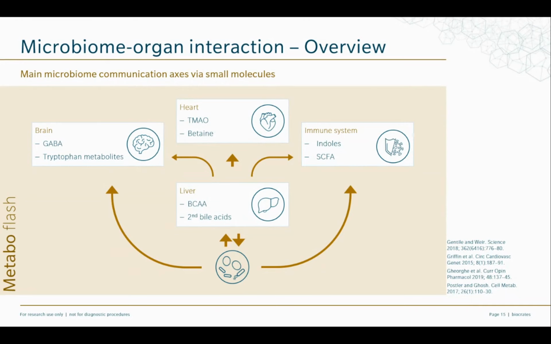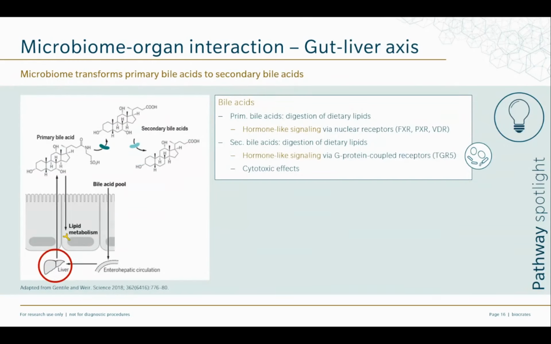The gut-brain axis is facilitated, for example, by gamma-aminobutyric acid and tryptophan metabolites like serotonin. And the gut-immune axis is mediated, for instance, by indole derivatives and short-chain fatty acids. This axis plays a crucial role, for example, if a cancer patient responds to an immunotherapy or not.